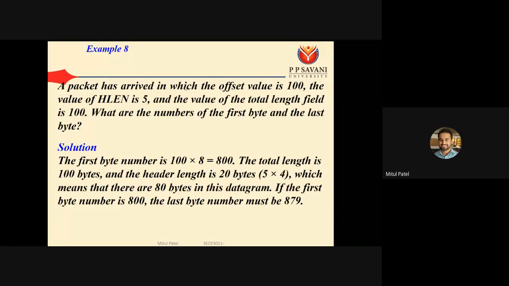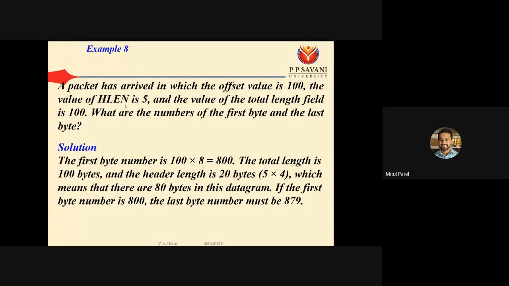A packet has arrived in which the offset value is 100. The value of HLEN is 5 and the value of the total length field is 100. What are the numbers of the first byte and the last byte? Okay, if this much is given, then we can say the number of the first byte and the last byte. Our offset is 100, multiplied by 8, so we have the value 800. That means your fragment is starting from 800.